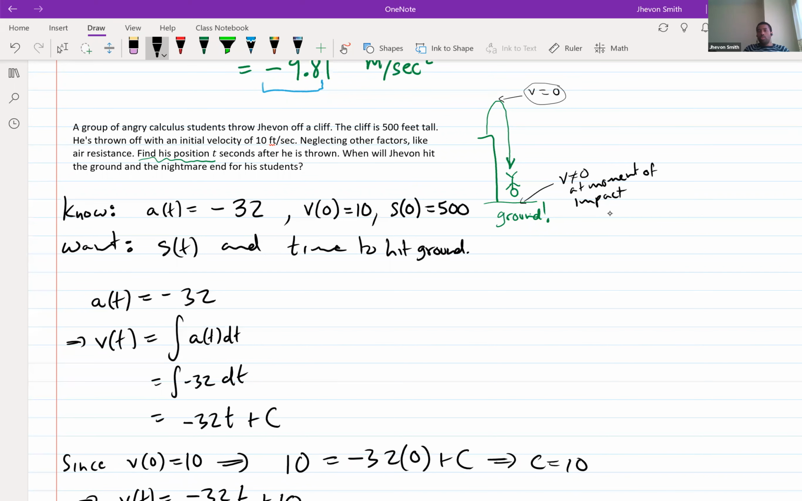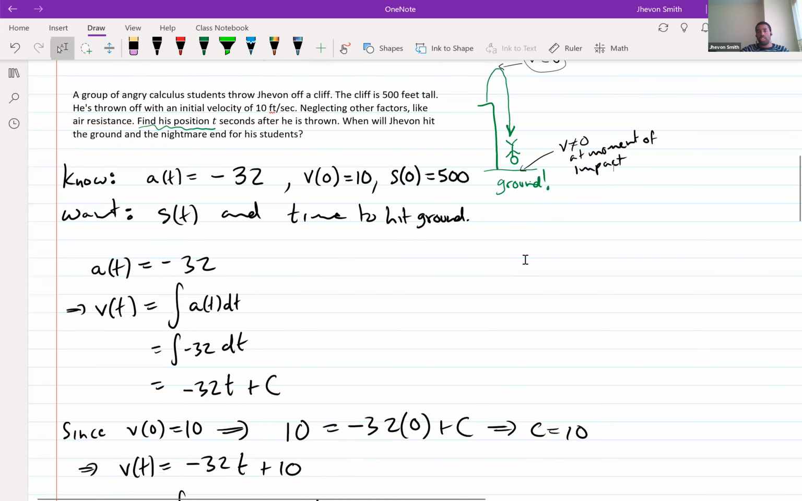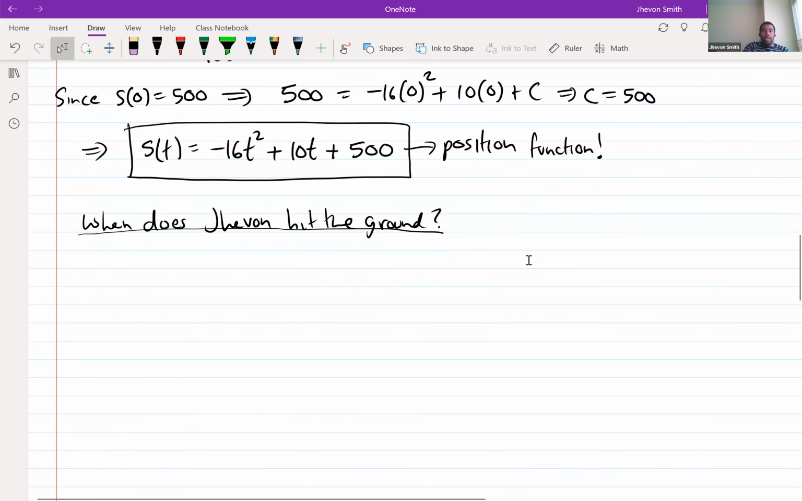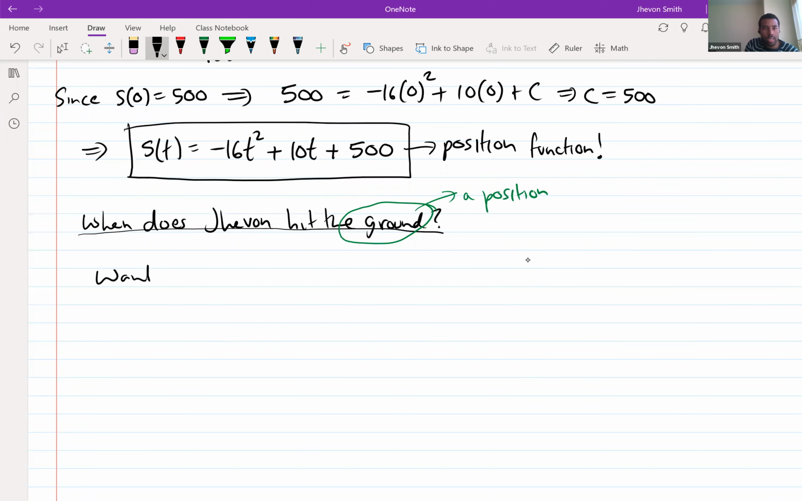Okay. So when you want to talk about being on the ground, it's much nicer to describe that in terms of position, because on the ground is a position. So I would say here is that we want s of t to be equal to 0. And then no calculus here, really. It's a matter of solving this quadratic equation.